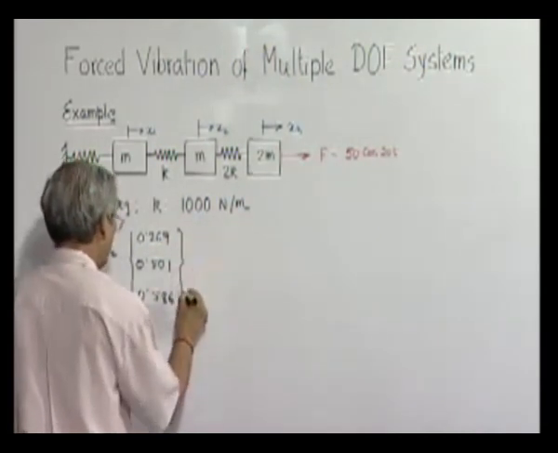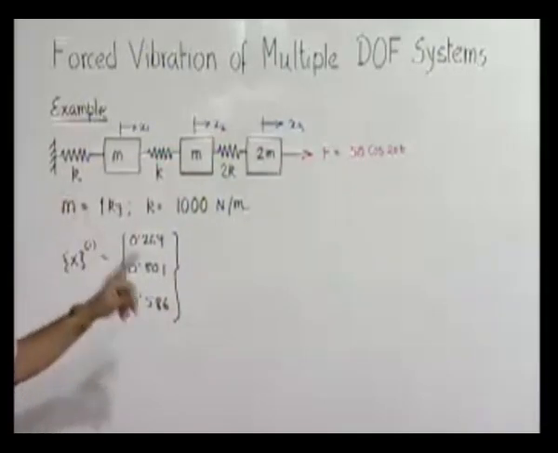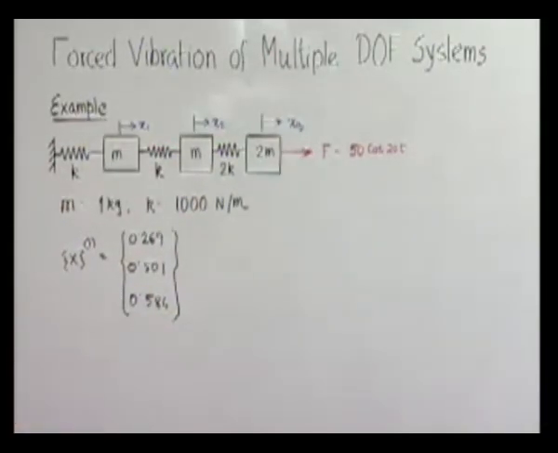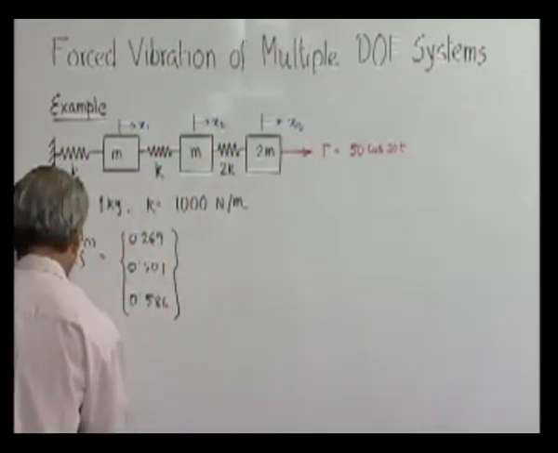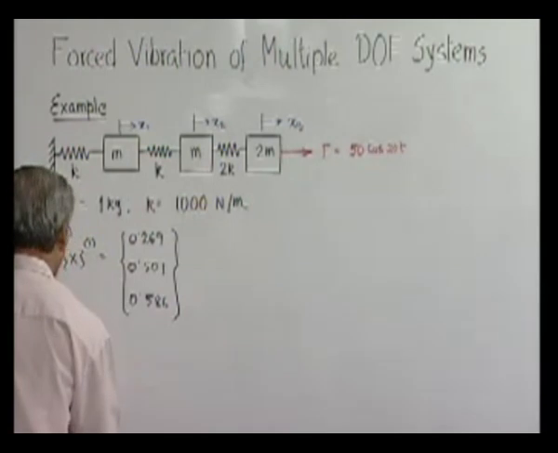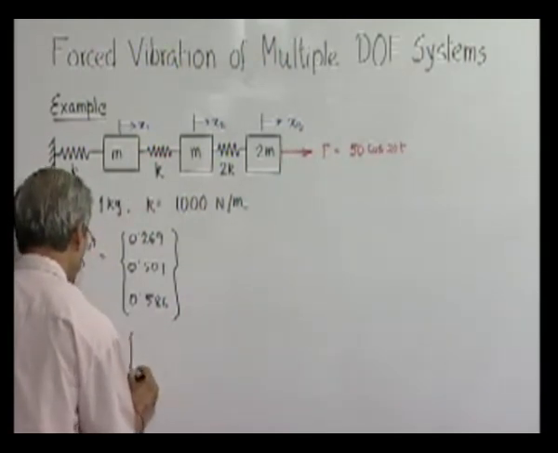Now all the time we have to remember we are getting these unique numerical values because we have normalized the natural mode. Otherwise, there is no meaning of talking about amplitude in a free vibration problem. Similarly, x2 will be following the same procedure.